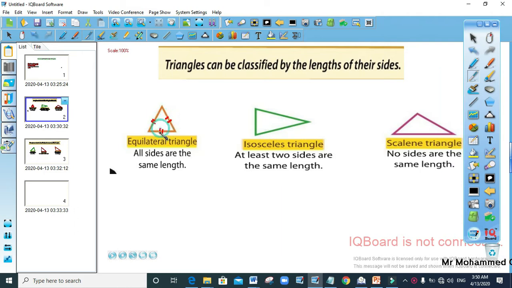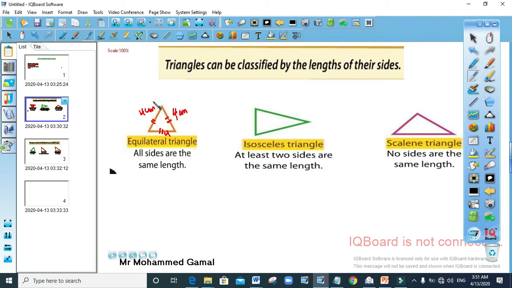According to sides, as you see here, the first triangle has 3 equal sides. For example, this one is 4 centimeters, so this one should also be 4 centimeters, and this one is definitely 4 centimeters. So if all 3 sides are the same length, it's called an equilateral triangle. If 2 sides are the same, like 7 centimeters, and the other is different, it's called an isosceles triangle.